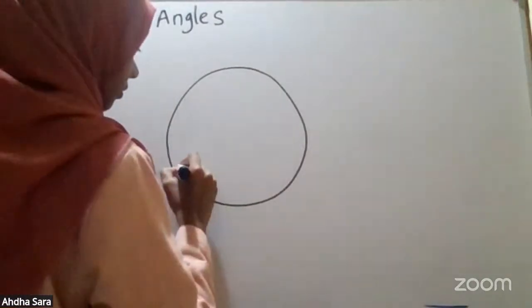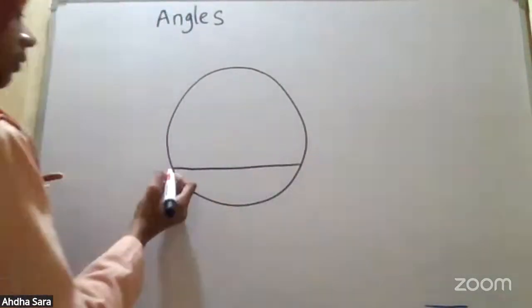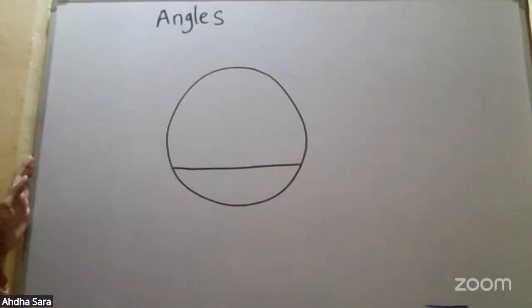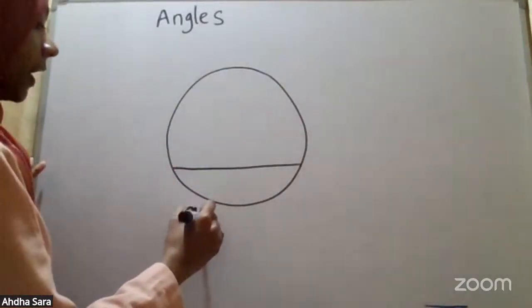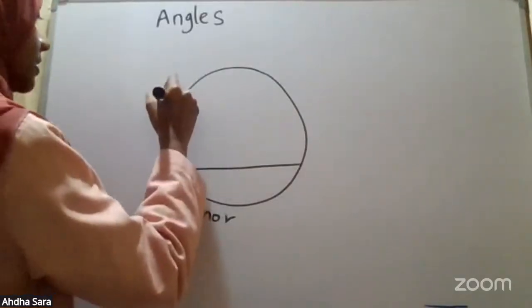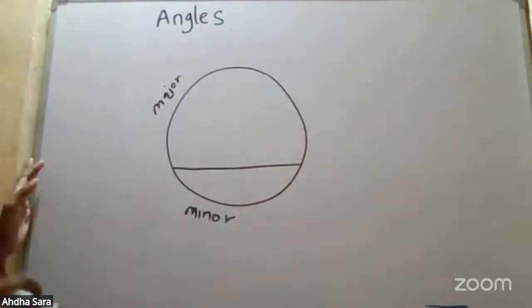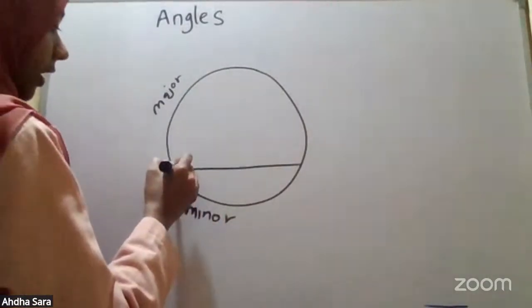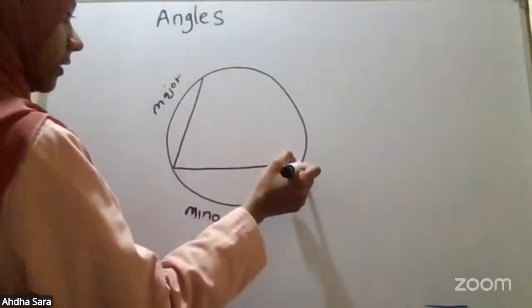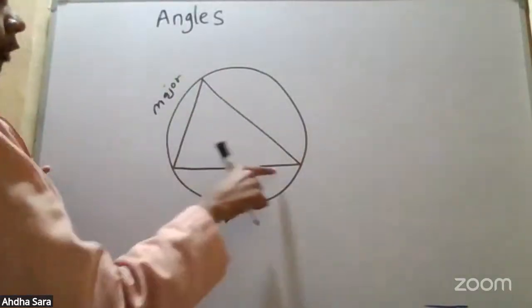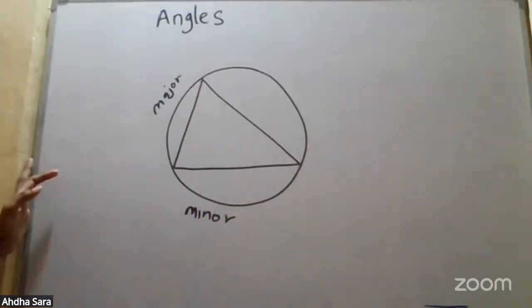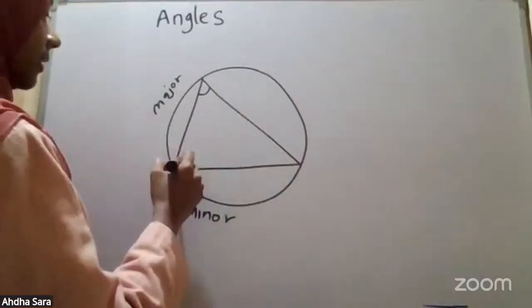Now, this is a chord and it separates the circle into two segments. We call this the minor segment and this the major segment. Here, you can make angles inside the major part of the segment. You can make angles.